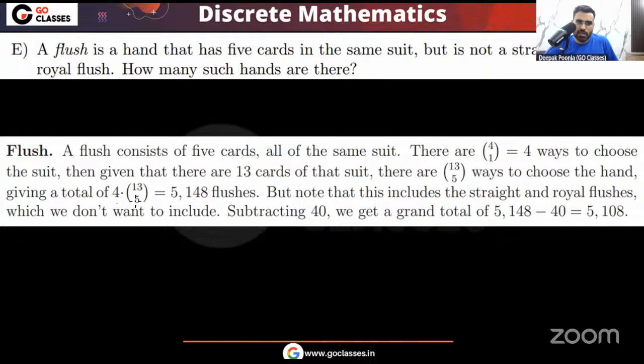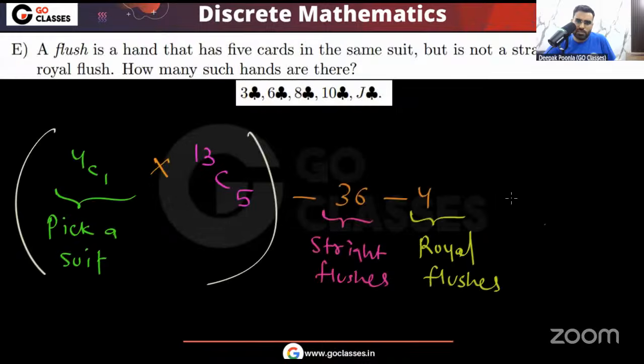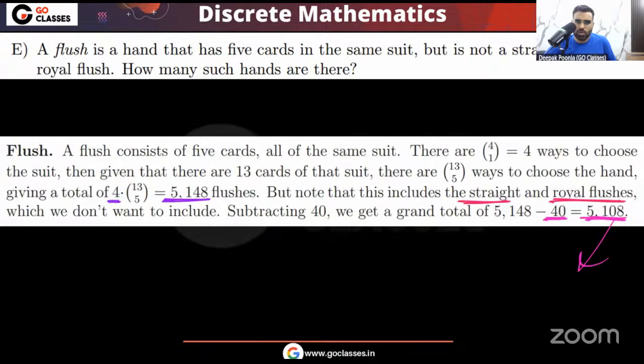So first you are picking a suit, that is 4C1, or I can say 4, multiplied by choosing 5 cards out of the 13 cards of that suit. But from this, I need to remove the number of straight flushes and the number of royal flushes. Straight flushes plus royal flushes is a total of 40, so I am removing that. Finally, this is the answer I am getting: 5108. This is the final answer. Okay, 5108. I hope you understood this.